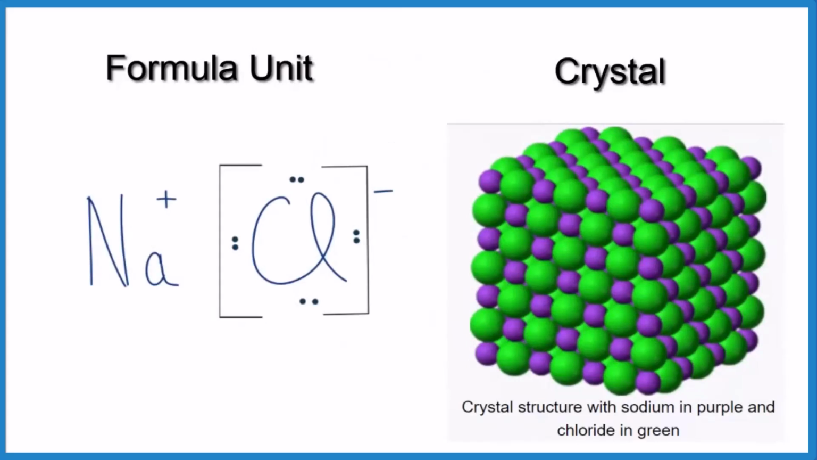Understand that what we drew, the Lewis structure for NaCl, is actually what's called a formula unit. When you have a crystal, that's made up of a bunch of these formula units in a regularly repeating pattern. So you can see the crystal here on the right with its repeating patterns of NaCl. But by writing the Lewis structure for the formula unit, that helps us understand the behavior of those valence electrons.